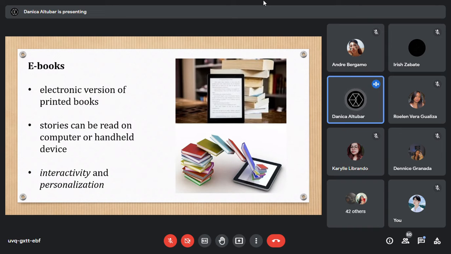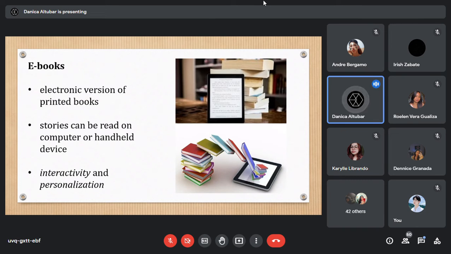These are stories that can be read on a computer or handheld device. It also promotes interactivity and personalization. Okay? Now, ebooks do not only focus on academic books. They can also be about creative or fantasy or fictional books. So we have the existence of Wattpad.